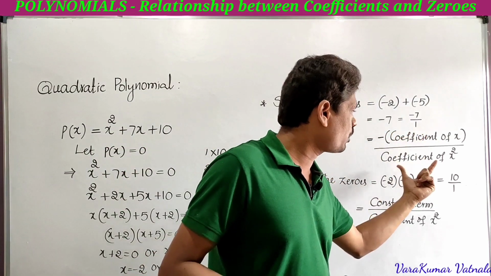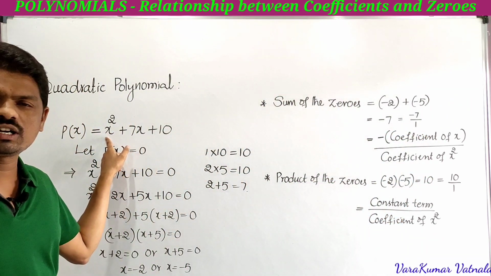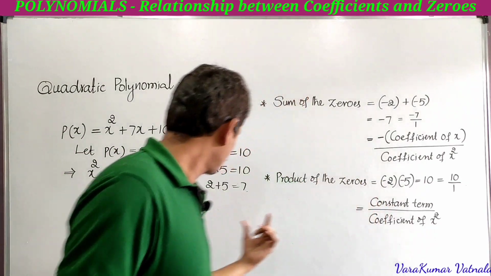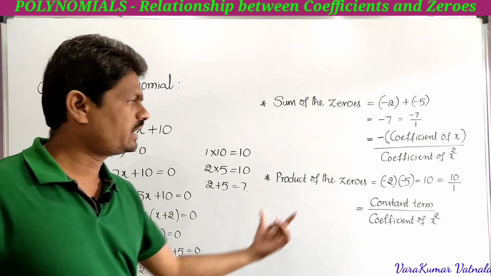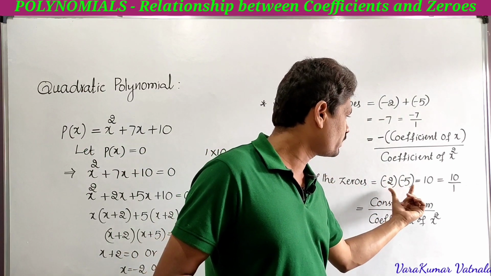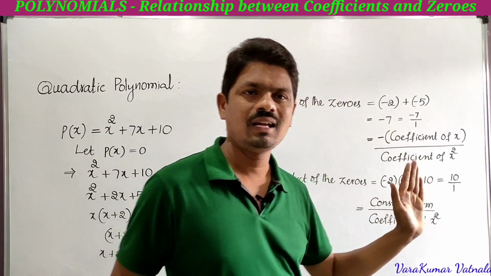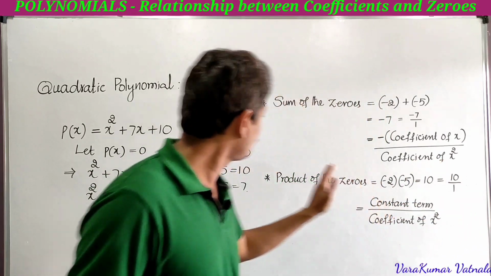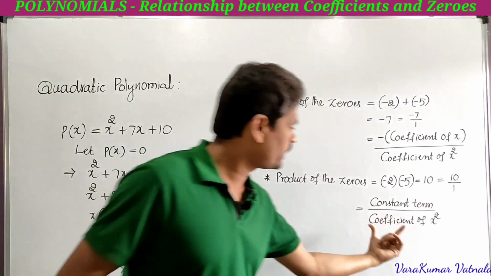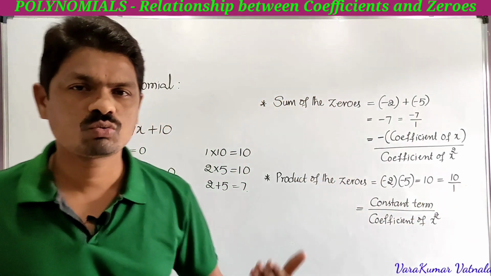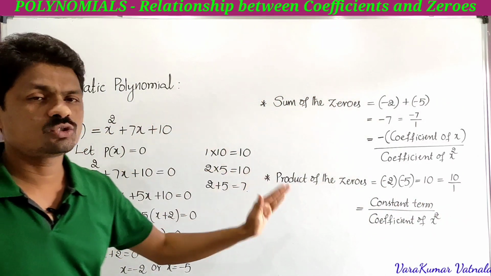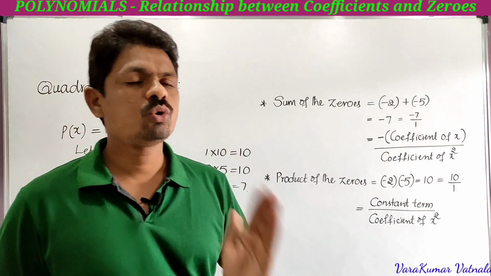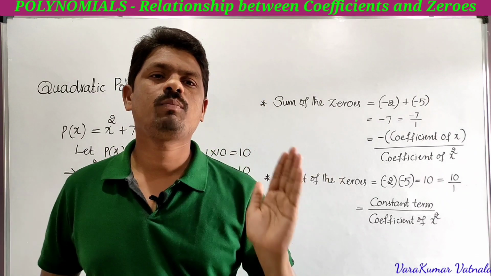Divided by this 1 is the coefficient of x square. Yes, the coefficient of x square is 1. In the same way, the product of the zeros: the zeros are minus 2 and minus 5. Their product is minus 2 into minus 5, which is equal to plus 10. 10 can be written as 10 divided by 1. Here 10 is the constant term, divided by 1, the coefficient of x square. Here the coefficient of x square is 1. So like this we can relate the zeros and the coefficients of the quadratic polynomial.